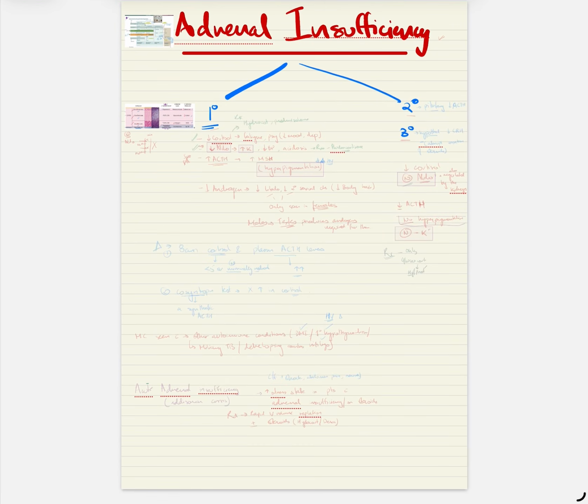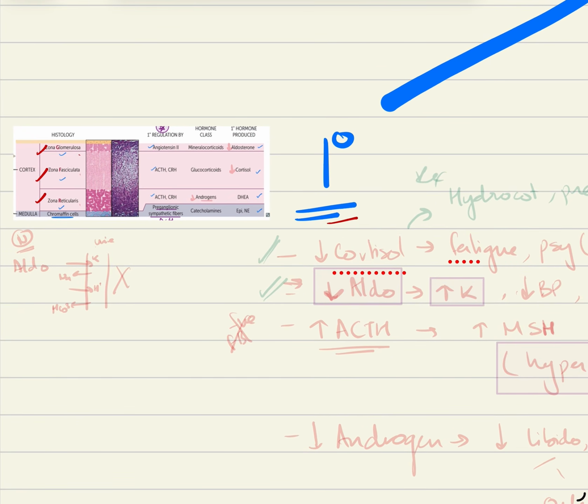So starting with adrenal insufficiency, it can be divided into primary, secondary, and tertiary. Okay, coming to primary. In primary, what happens? All three layers are affected. Okay, now if all three layers are affected, then you will have decreased aldosterone, decreased cortisol.